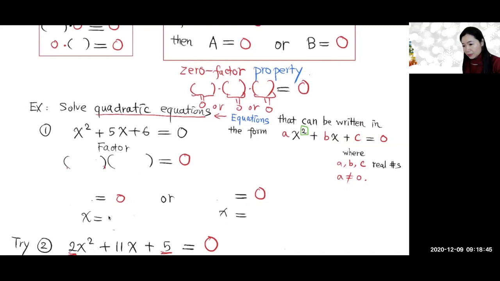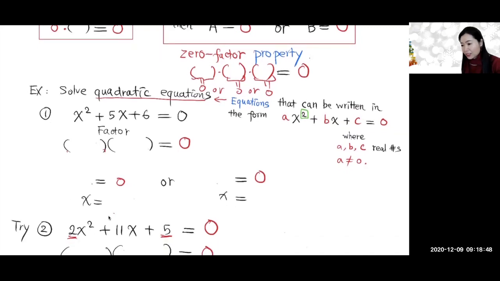Okay, now we're going to use this zero factor property to solve quadratic equations. So what do we mean by quadratic equation? A quadratic equation is an equation that can be written in this form: ax squared plus bx plus c equals 0, where a, b, c are real numbers and a not equal to 0. Because in order to have this x squared here, a cannot equal 0, okay?